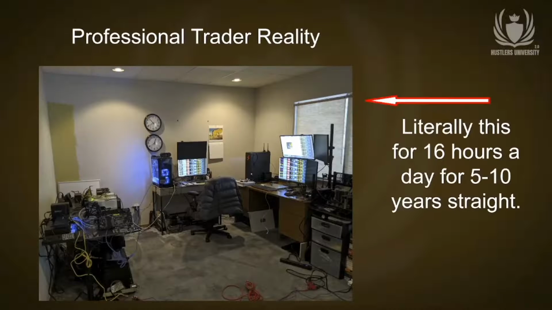This is the professional trader reality. And it is literally this for 16 hours a day for 5 to 10 years straight. If you want to become a professional full-time trader, you must completely become a degenerate when it comes to investing and trading technique and screen time. The amount of education that you need to put yourself through, you need to be a self-starter, and you need to be fully dedicated to being in the seat at all times. This is the reality of trading. There is no beach. There are no phones. There's only pure suffering.